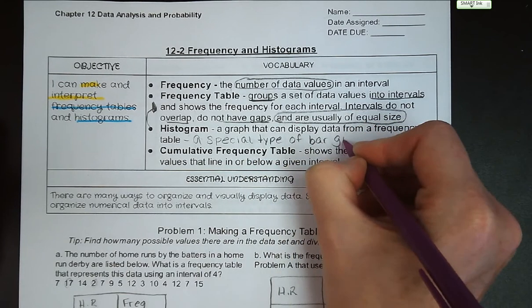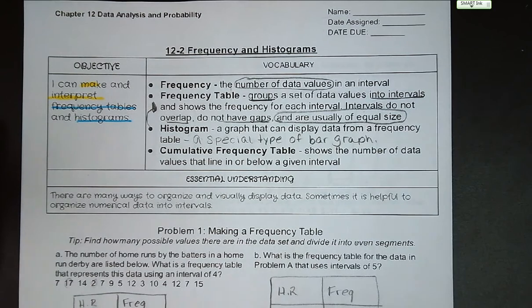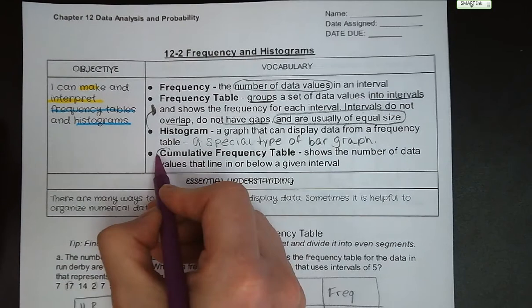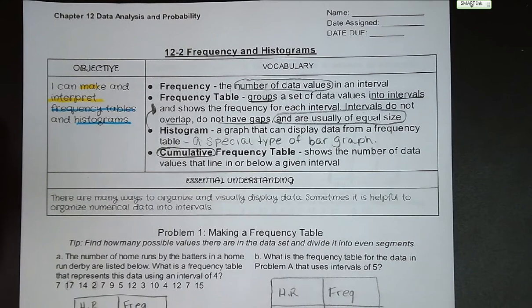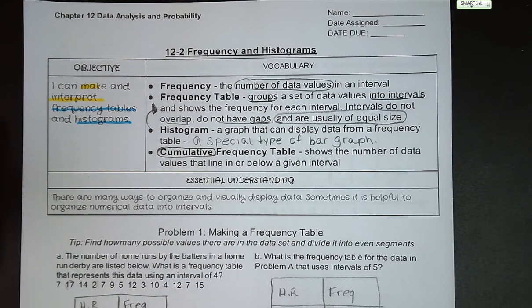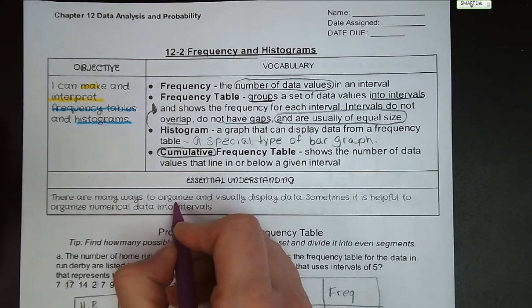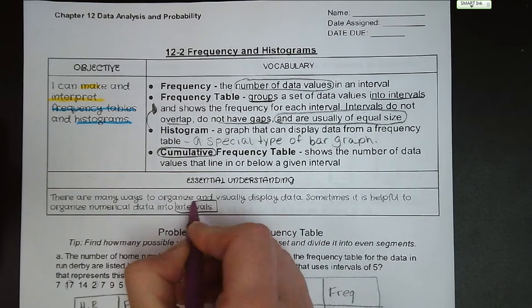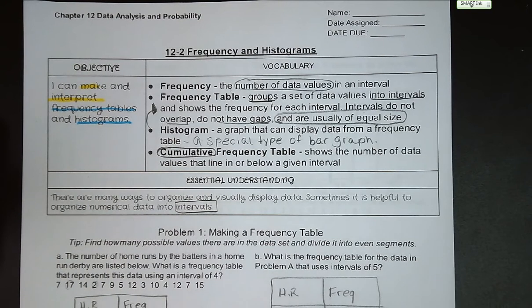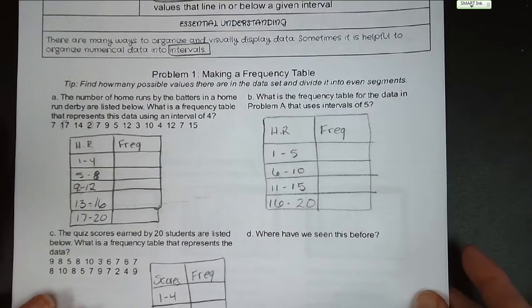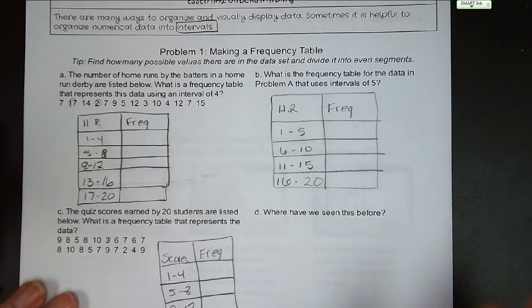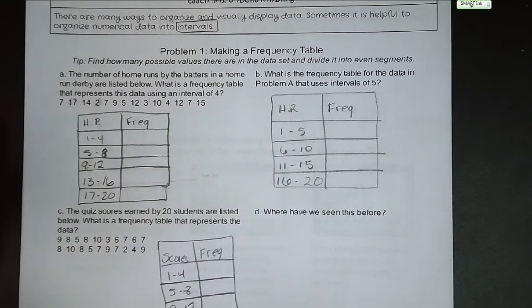Yep, fancy bar graph. And then the last one we're going to deal with is the cumulative frequency table, which shows the number of data values that lie in or below a given interval. So that is the essential understanding: there are many ways to organize and visually display data. Sometimes it's helpful to organize them into numerical data intervals.